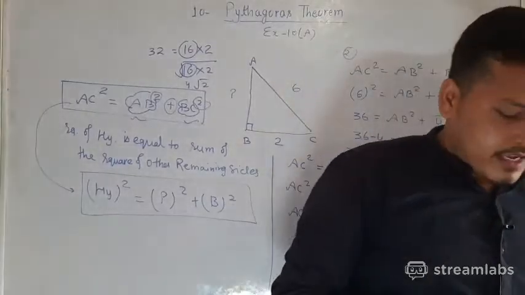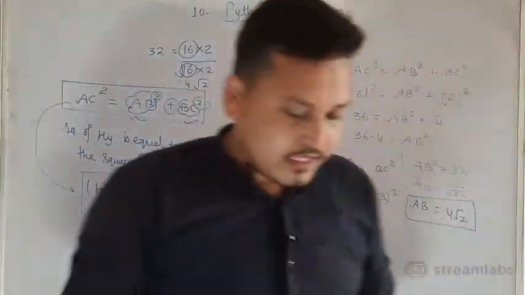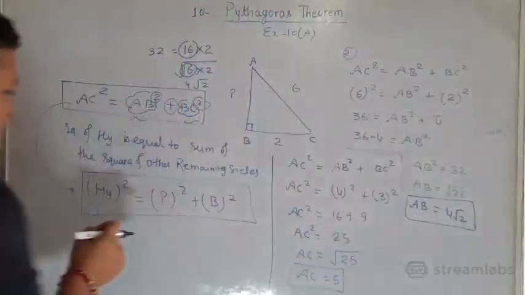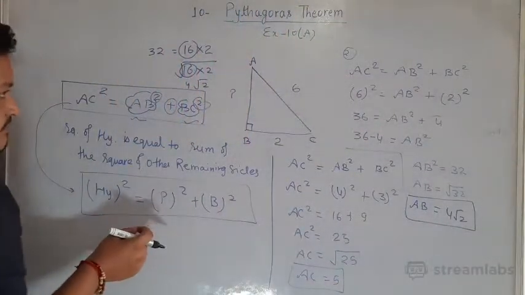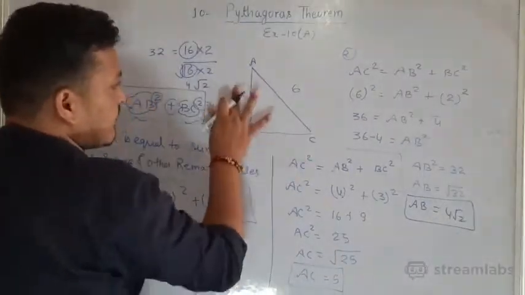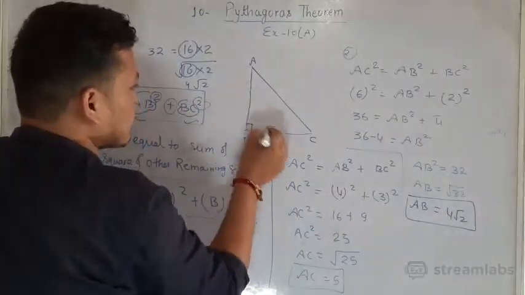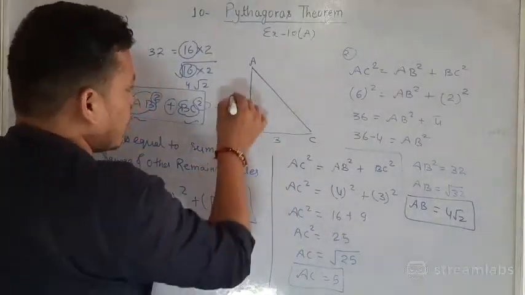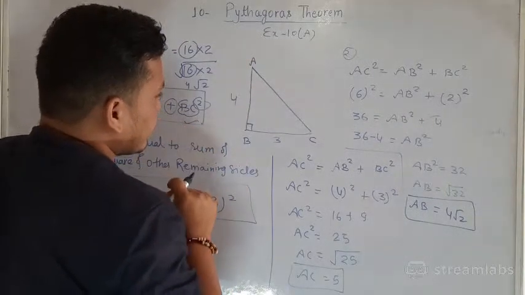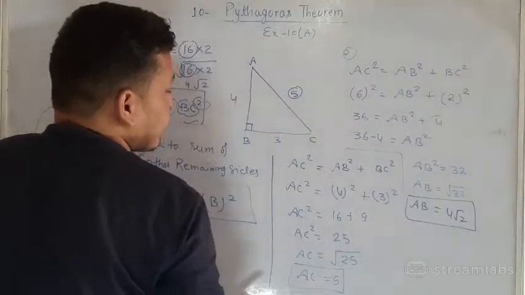Now I am taking the 10th A exercise. And one thing here: in the last part, one side is 4, another side is 3, and the last side is 5. The third side I calculated, that is 5.